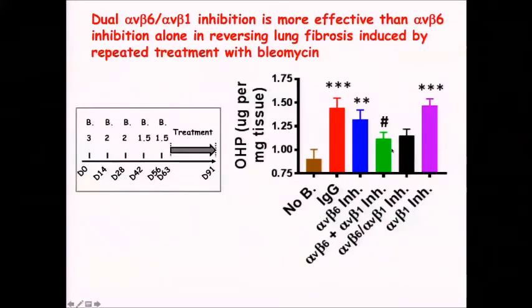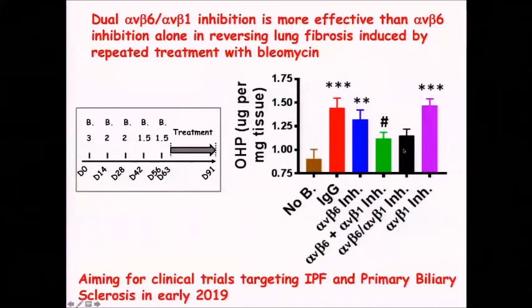But if we use the combined inhibitor, either by combining the antibody with this single alpha V beta 1 inhibitor, or by using our lead dual small molecule inhibitor, we substantially reduce pulmonary fibrosis. So this lead compound that I'm showing you here is aiming to start clinical trials targeting both idiopathic pulmonary fibrosis and another disease that's been very difficult to treat, primary biliary sclerosis, in early 2019. So I think we're on target to find out, at least in the next few years.